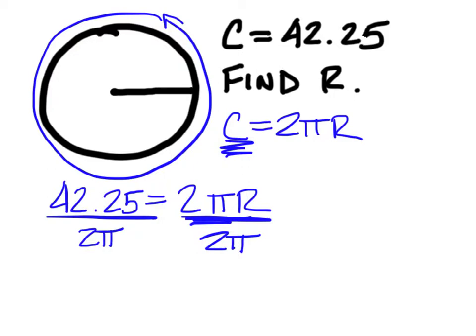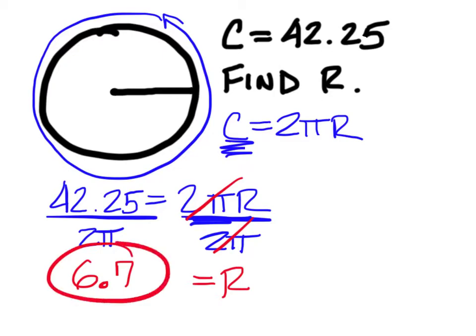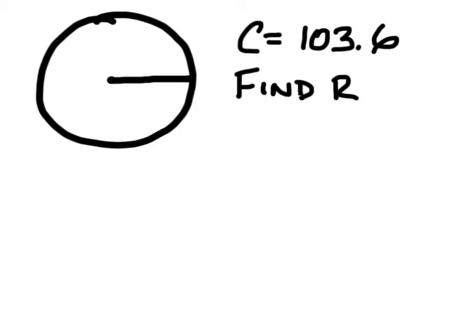When you do that, these 2 pi's cancel out, and your answer is going to be 42.25 divided by 2 pi, which is 6.7, round to the tenths place. So what would the answer to this one be? You tell me, and then I'll go through and work it and check it out.